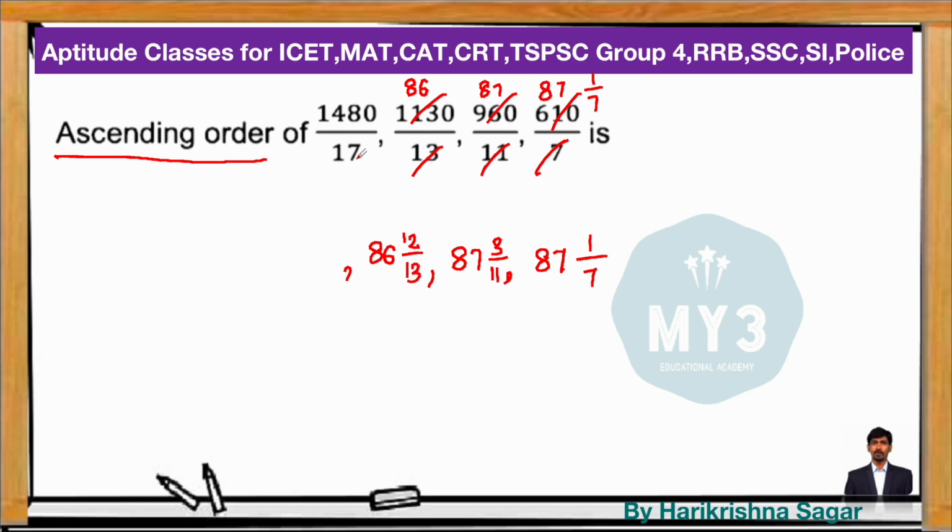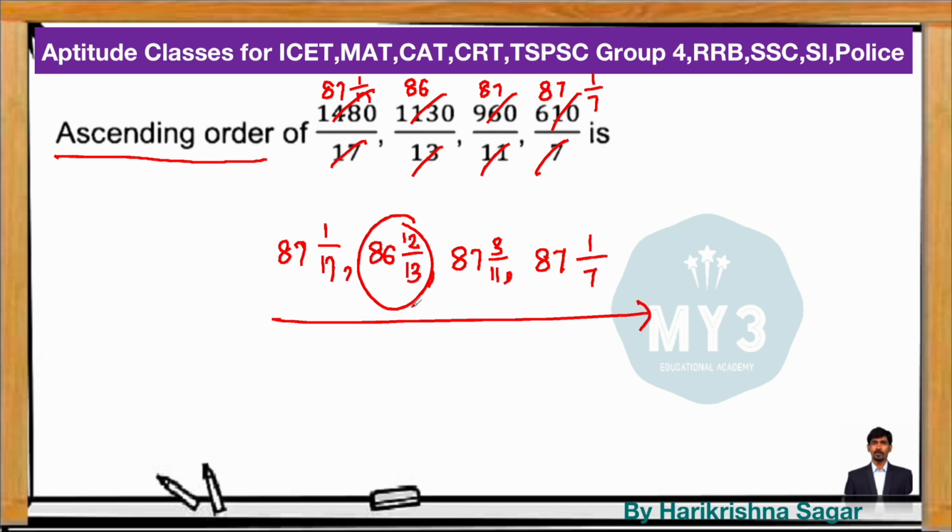And the last one, 1480 divided by 17. If you simplify this further, 17 8s are 136. I am left with 120. 17 7s are 119. We are left with 1 by 17. That means this fraction is 87 1 by 17. So look at this, among these, which is the smallest number? This is the smallest number. It should come first.